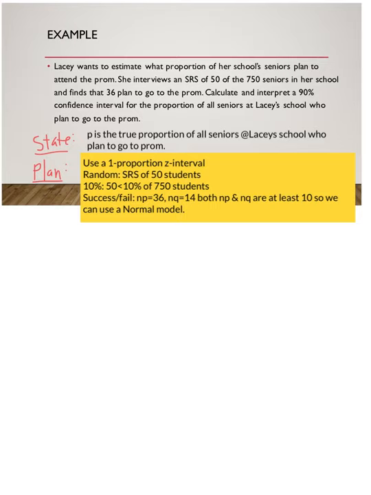So in our plan step, we're going to call this a 1 proportion z interval today. It is random because if we look up at the context, notice we have an SRS of 50 of 750 seniors. 50 divided by 750 is less than 10%. And for success fail, we know the successes are 36 plan to go to prom. Therefore, the failures are 14, which both of those values are at least 10, so we can use a normal model. Now we're ready for our do step.